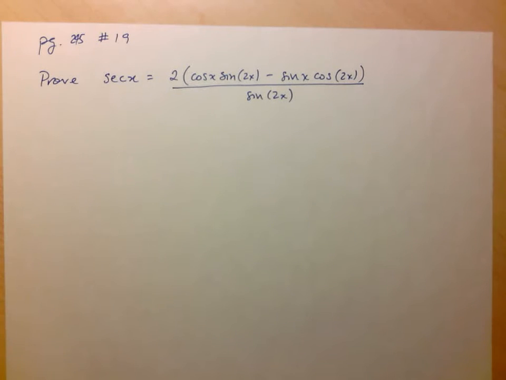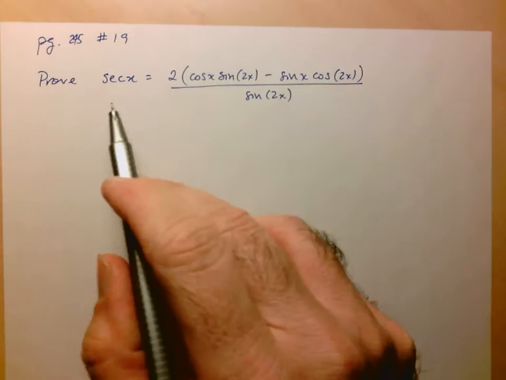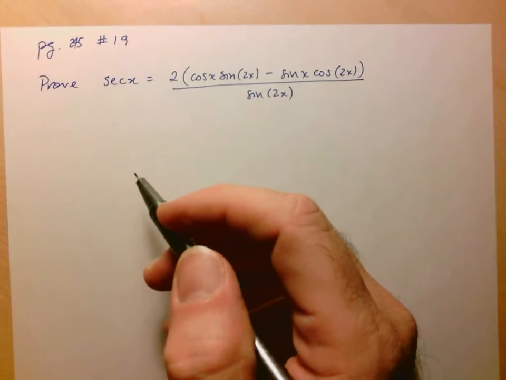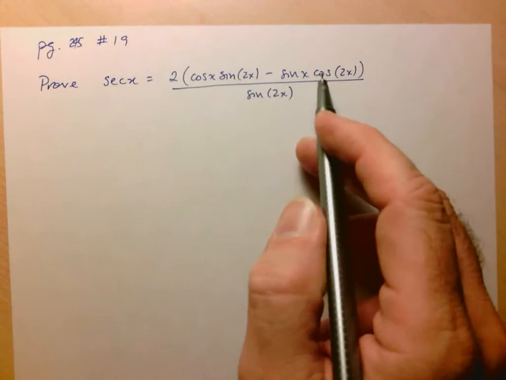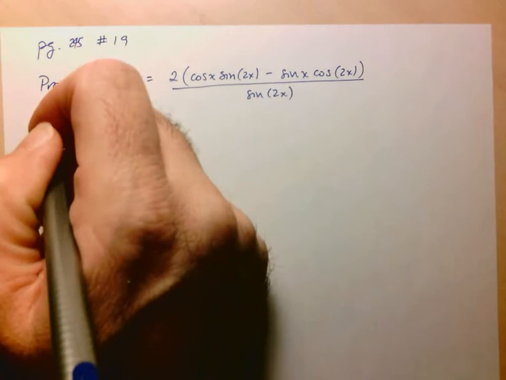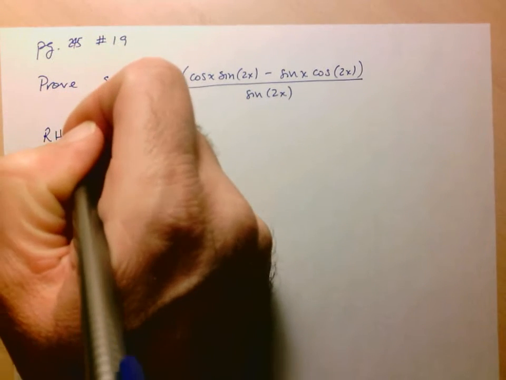Hi folks, this is page 245, number 19 from the Unit 4 assignment. They're asking us to prove this identity. So step number one, choose a side. I don't think there's any choice in the matter. We're going to work with the right-hand side here.